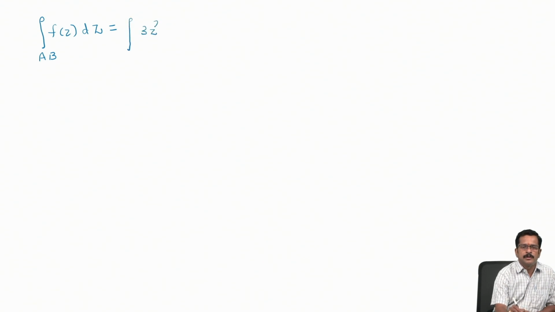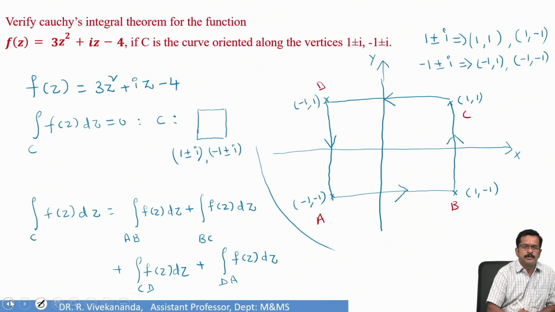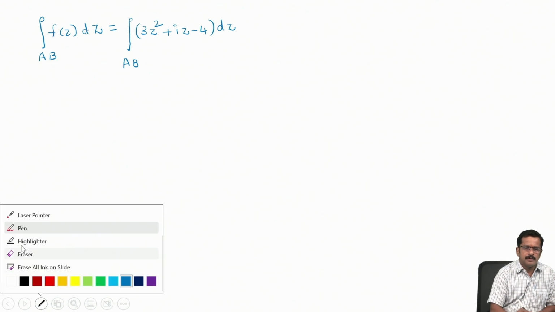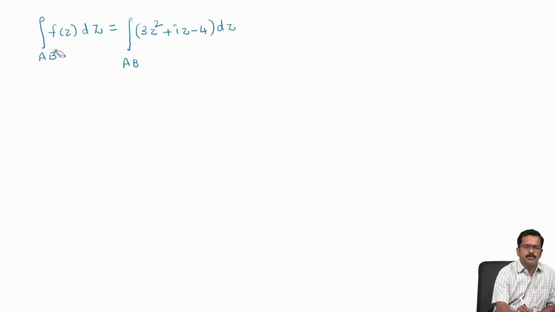3z square plus iz minus 4 into dz. So you try to simplify this first before you try to evaluate. You try to simplify before going to integrate.